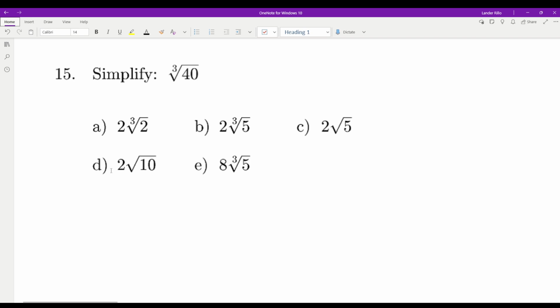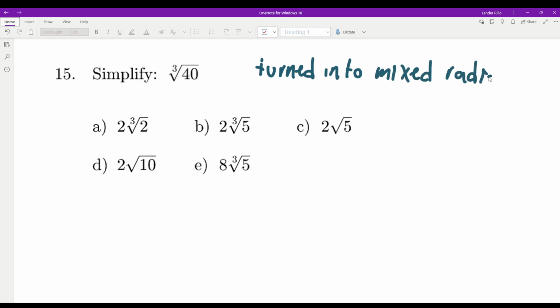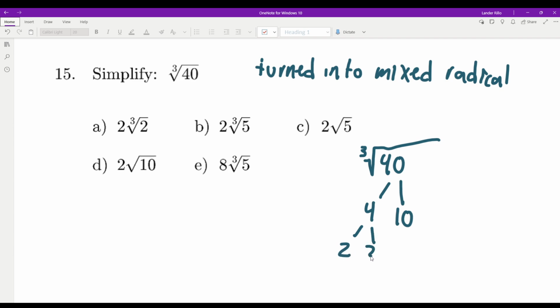So simplify. Well, we have this is an entire radical, and these are all mixed. So what it means by simplify is turn it into a mixed radical, which means we gotta prime factorize and pull out all the whole numbers out of the radical. So let's try to do that. 40, I know it's divisible by 4 and 10. Can break this up to 2 and 2, both primes, so we can stop there. 5 and 2, both primes, stop.